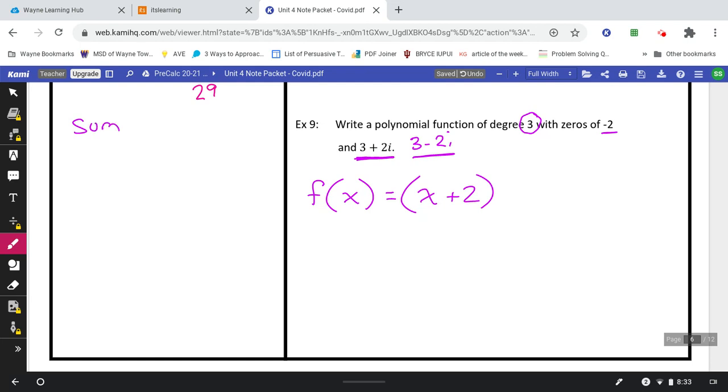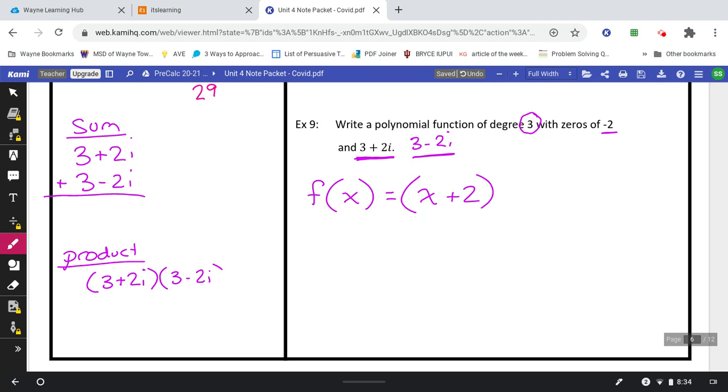You're going to find the sum. 3 plus 2i and 3 minus 2i. Add those together. And then we're going to find the product. FOIL 3 plus 2i and 3 minus 2i. Take a moment here and see how far you can get in this problem. It's good to test yourself to make sure you understand it, and then you can ask any questions that you have during class. But if you just copy down my work, it's going to seem super easy. So go ahead and take a second and try this problem.